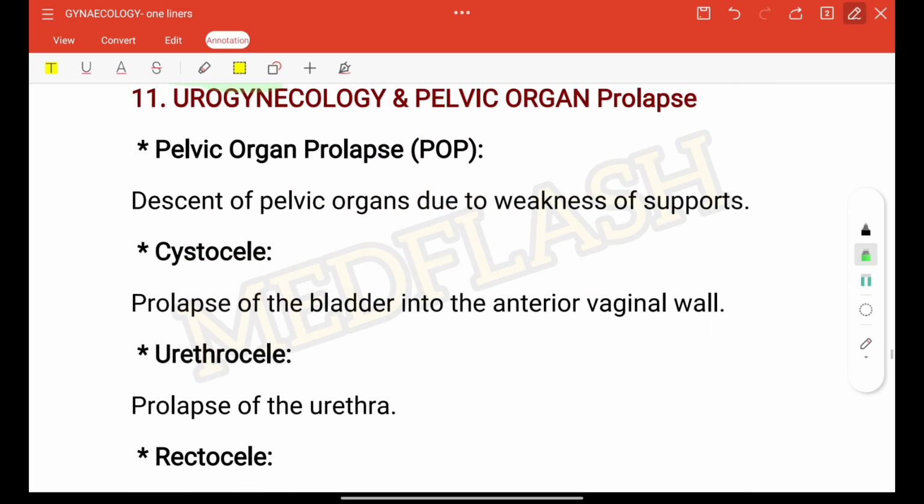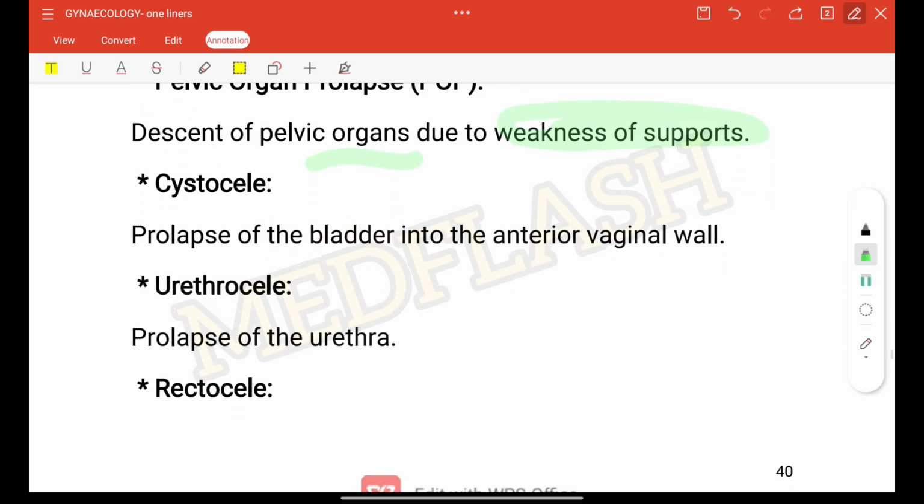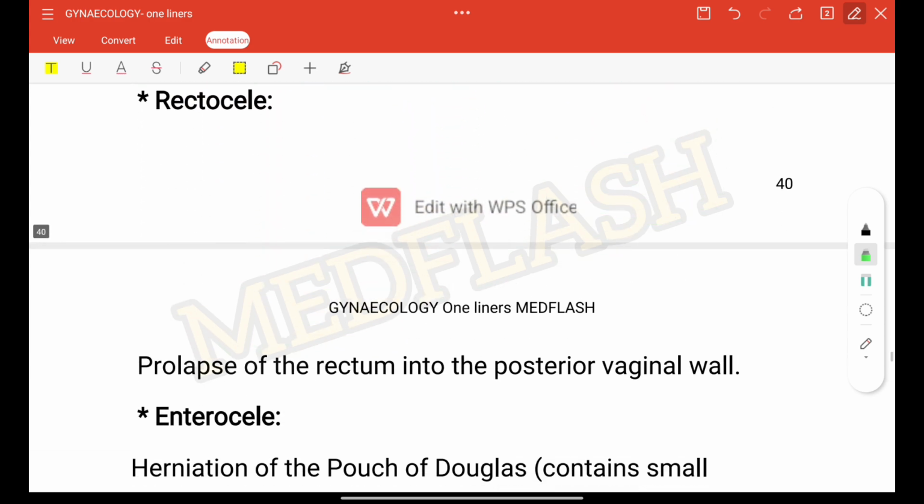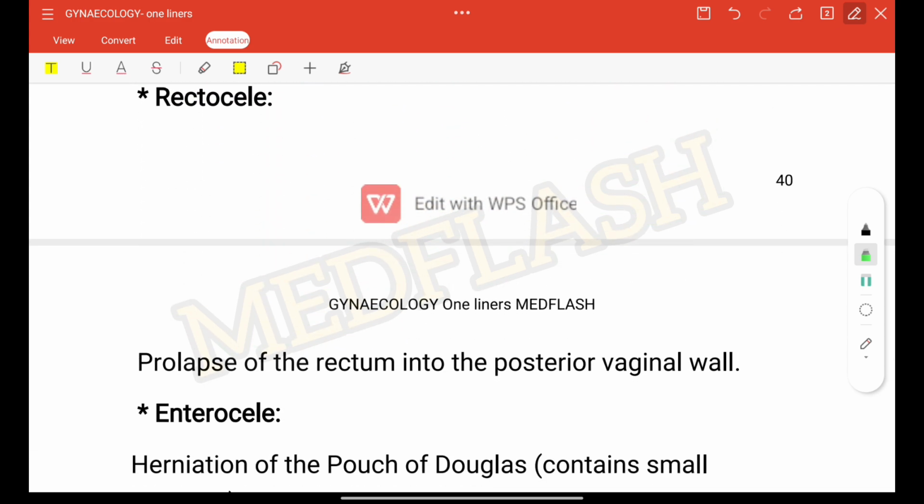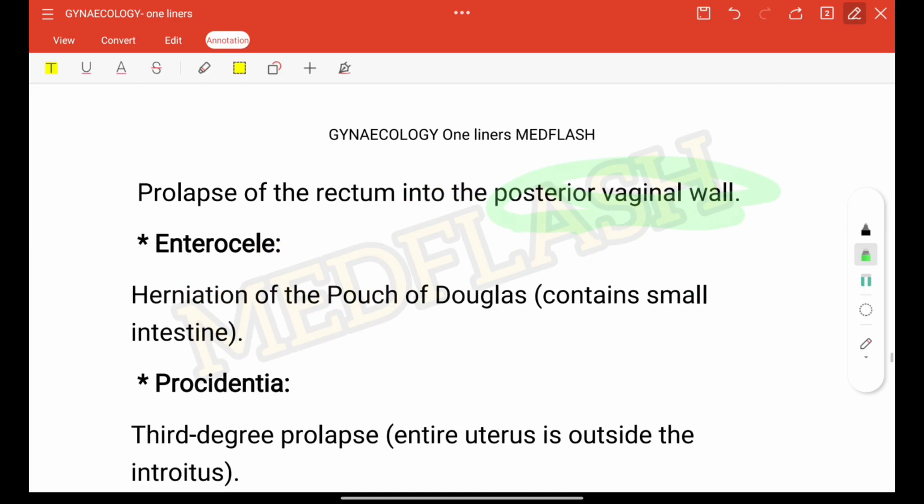Pelvic organ prolapse: descent of pelvic organs due to weakness of the supports. Cystocele means prolapse of the bladder into the anterior vaginal wall. Urethrocele means prolapse of the urethra. Rectocele means prolapse of the rectum into the posterior vaginal wall. Enterocele: herniation of the pouch of Douglas.